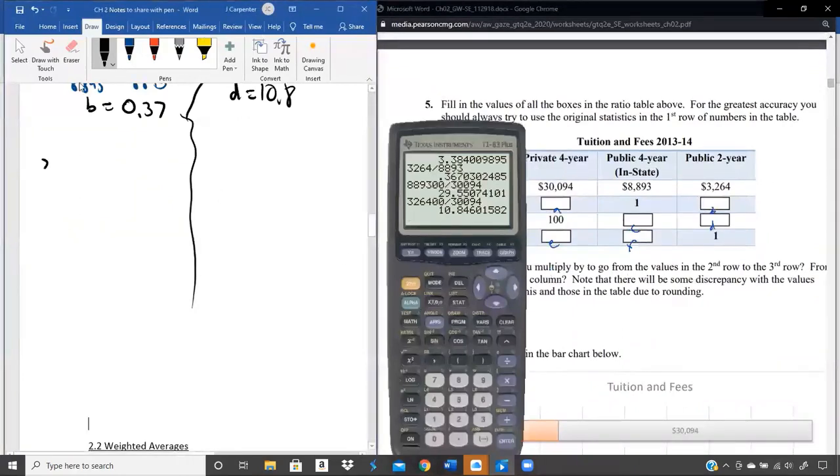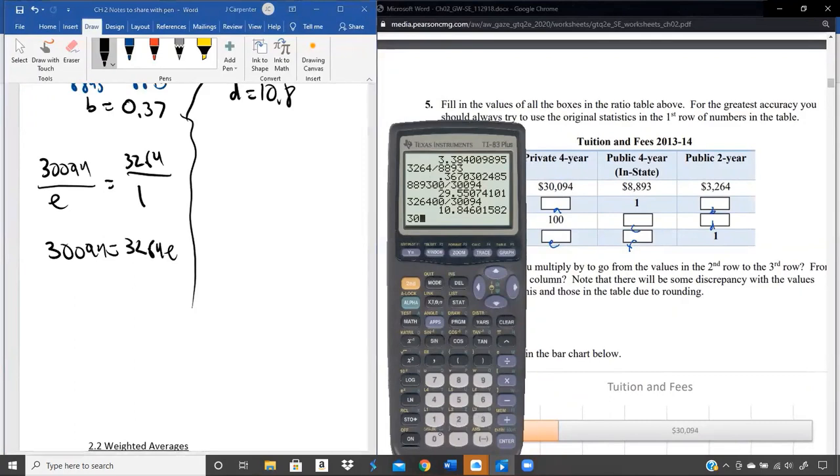So the 30,094 over box E equals the 3,264 over the 1. So now we're saying for every dollar we spend at TCC, how many dollars would we be spending at the private school? Cross multiply, we get 30,094 equals 3,264E. Divide both sides by the 3,264. 30,094, oops, went too far. Divided by 3,264. And we get our answer.